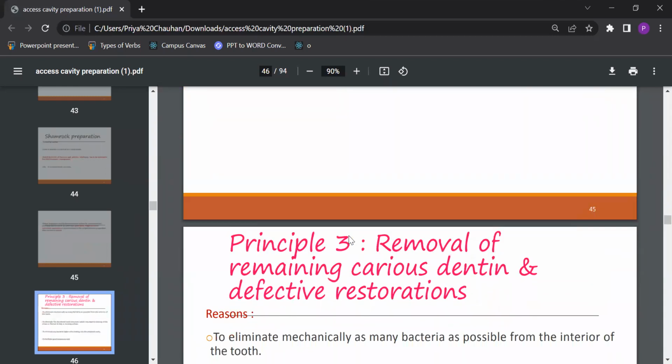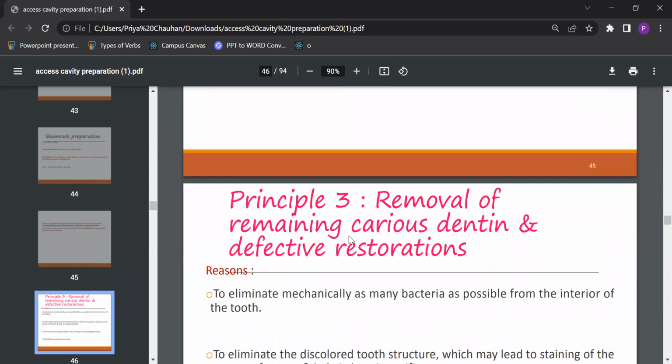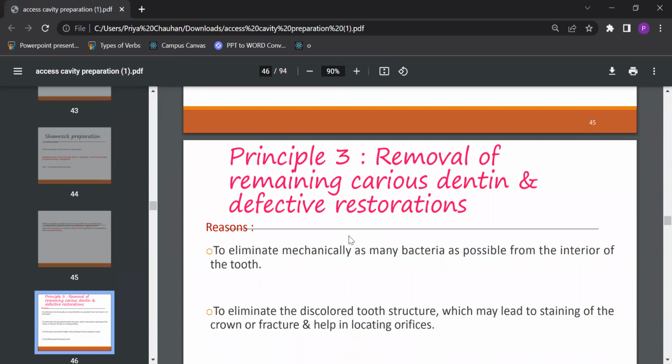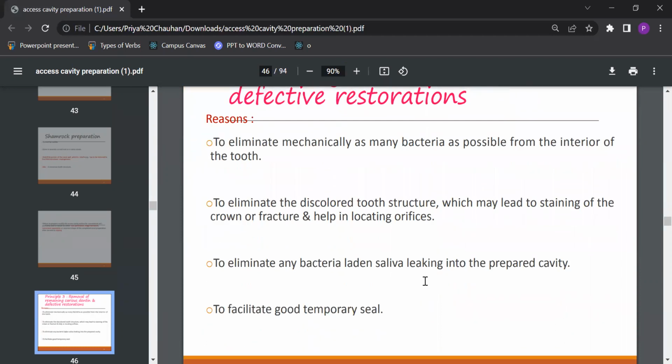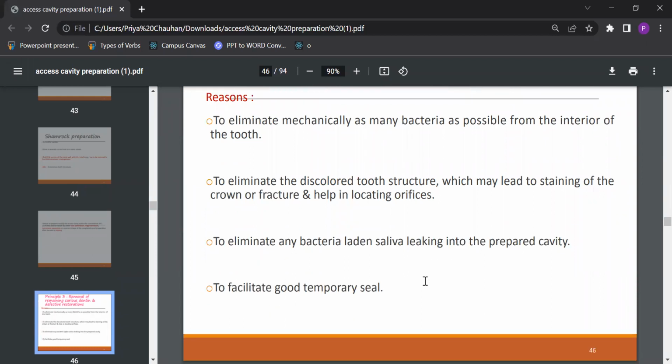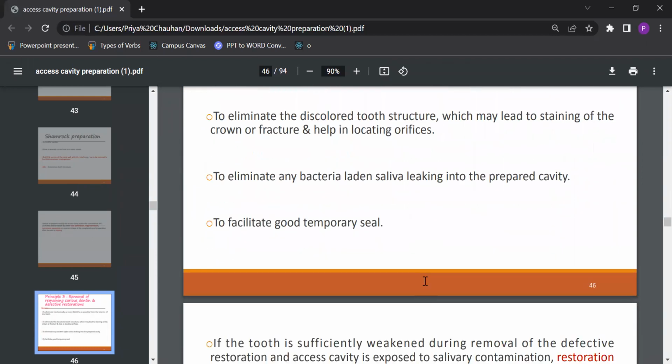So principle third is removal of the remaining carious dentin and defective restoration. Okay, the aim is to eliminate, mechanically, as many bacteria as possible from the interior of the tooth, to eliminate the discolored tooth structure which may lead to staining of the crown and fracture, and to help in locating orifices. Also to eliminate any bacteria in saliva that is leaking into the prepared cavity, and to facilitate a good temporary seal.